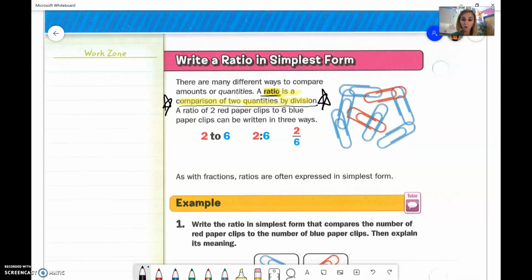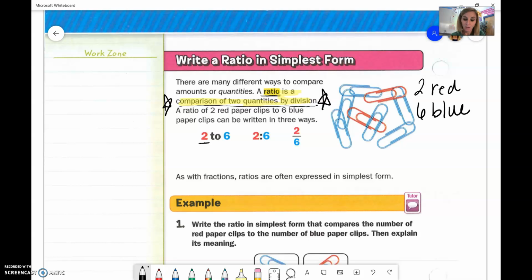Now, here's the cool thing. Ratios can be written in 3 different ways, and you have to know all 3 ways, okay? So it's really important that you pay attention to this part, okay? Number 1. Okay, so we're going to use these paper clips over here. I see that there are 2 red paper clips, so I'm going to write 2 red. Again, really bad handwriting. You can laugh at me, it's okay, I laugh at myself. And then 6 blue paper clips. So using what I know about that, I can write that into ratios.